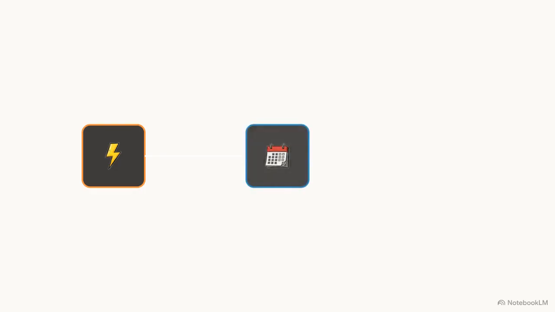Next are the action nodes. These are the doers. They step outside of n8n to interact with external applications, allowing you to fetch, create, or update data. Finally, you have your core or logic nodes. This is the brain of your operation, used to manipulate your data and route it down specific conditional paths.